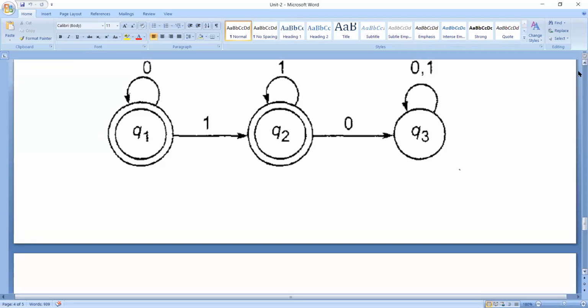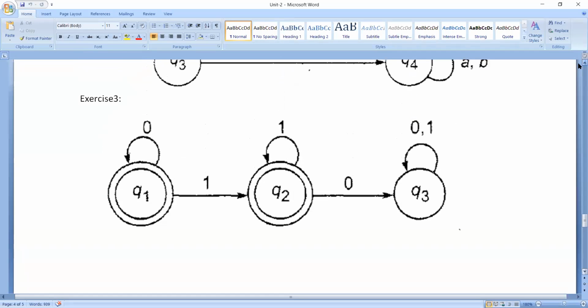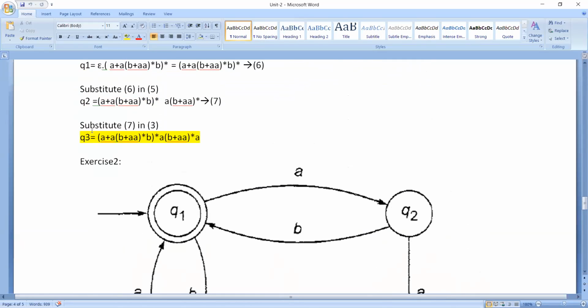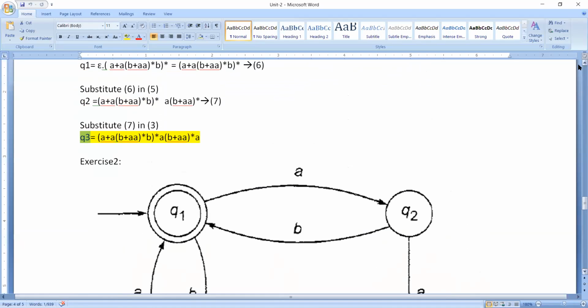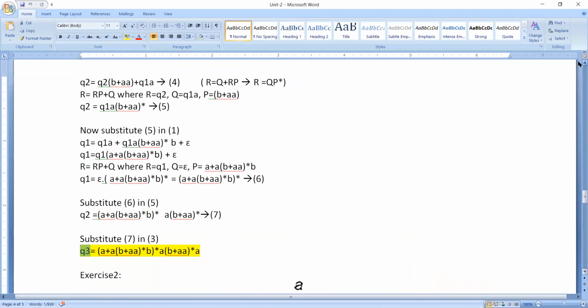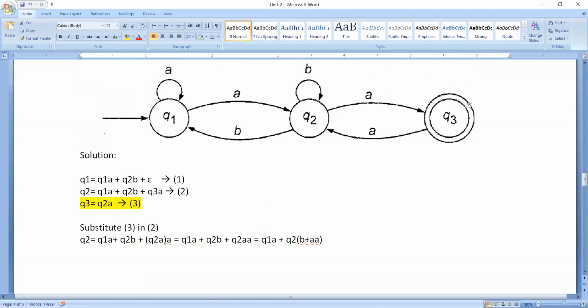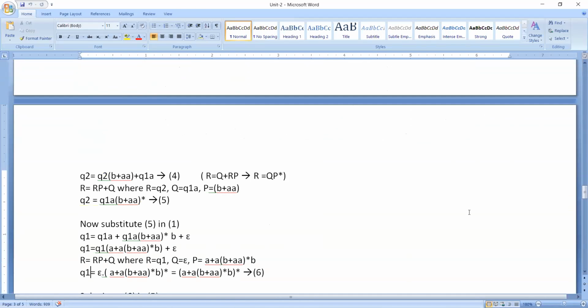In our previous example, we found only the value for Q3. Why did we find the value for Q3? Because we have only one final state. If you have a close look at the given DFA diagram, you can see we have only Q3, meaning only one final state is there.